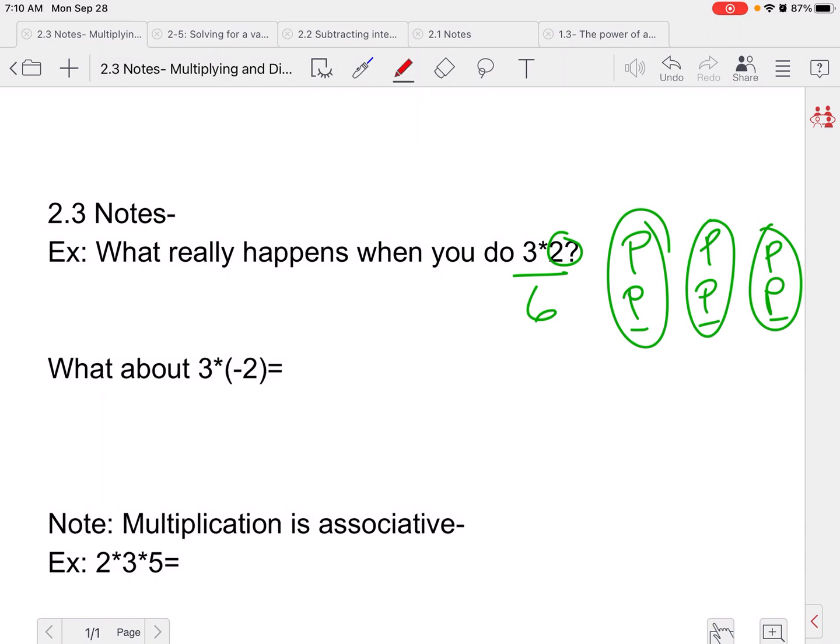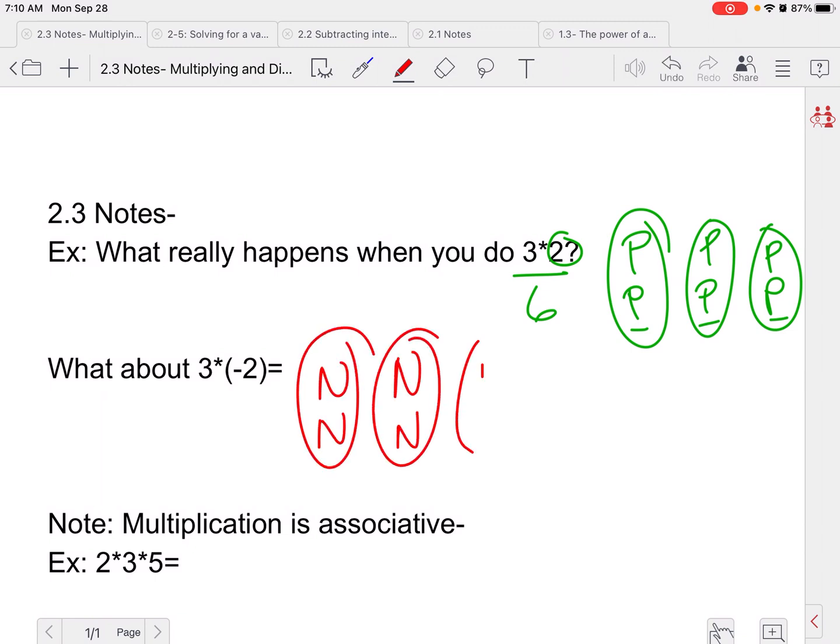Now we're gonna start adding negative numbers in. So what is 3 times negative 2? Well, that would be 3 groups of negatives. I don't really need to write the negative sign since we're writing n. So we'd have n in a group, n in a group, and then n in a group. Okay. So that means my answer would be negative 6. So when we multiply a positive times a negative, the answer will be negative.